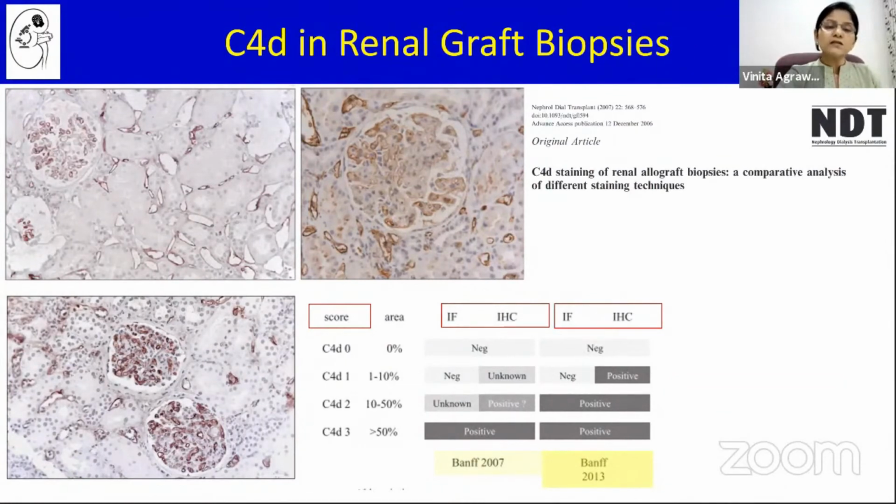And most of the reports suggest that immunofluorescence is more sensitive, and that is why where we have C4D staining in 1 to 10% of the peritubular capillaries, it is taken as positive by immunohistochemistry, whereas it is taken as negative by immunofluorescence according to the latest Banff 2013 schema for C4D staining in graft biopsies.